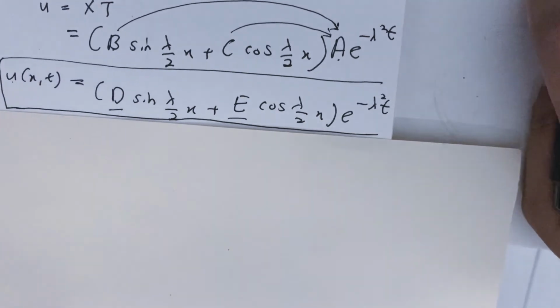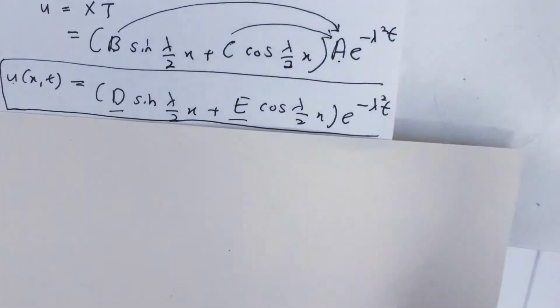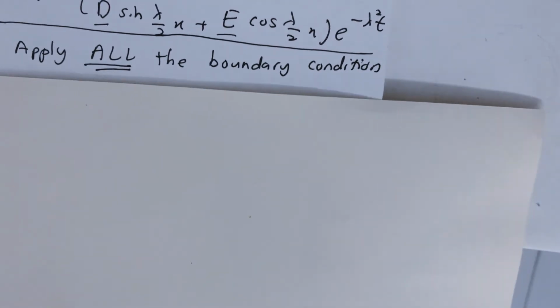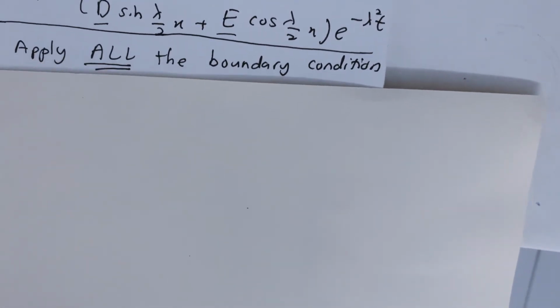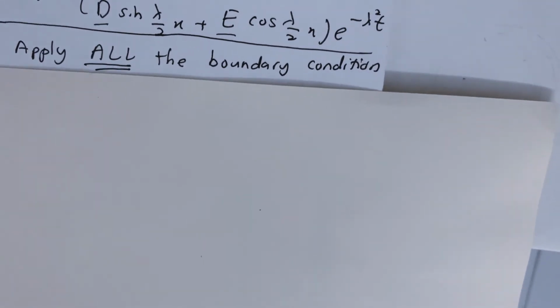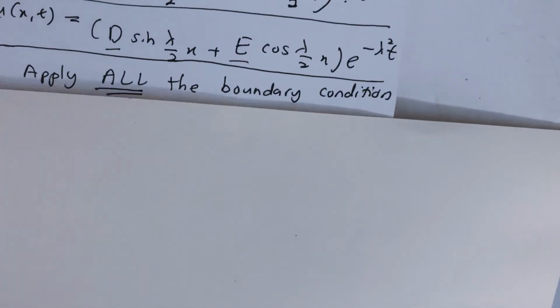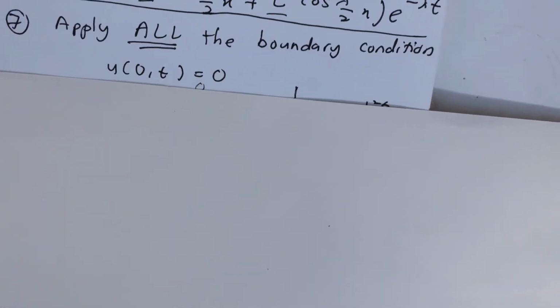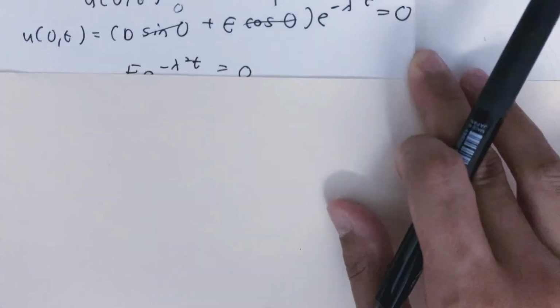Okay, this is not over yet, as we have 1, 2, 3 more constants to find. So we are going to apply, which brings us to step 7: apply all the boundary conditions given in the question to find those 3 constants. Okay, we start with the first one, u(0,t) equals 0. From the above equation, we're going to apply it.